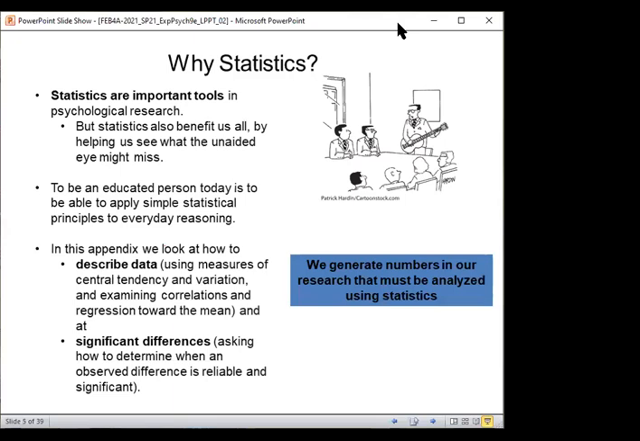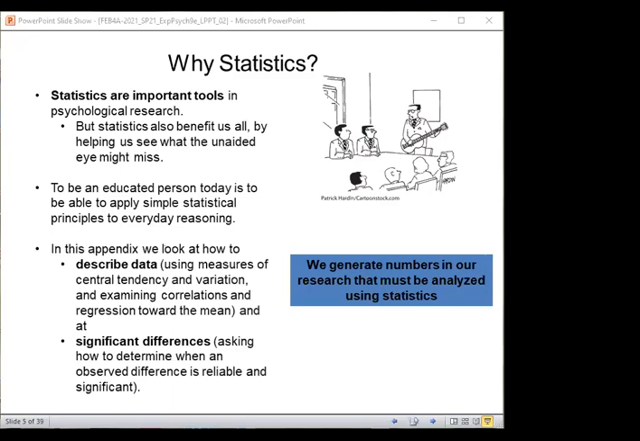So why statistics? Well, statistics are important tools in psychological research, but they also benefit all of us by helping us see what the unaided eye might miss. There's so much that is revealed to us when it comes to psychology, and using statistics helps us clarify what's going on.